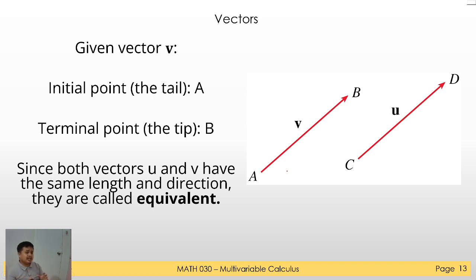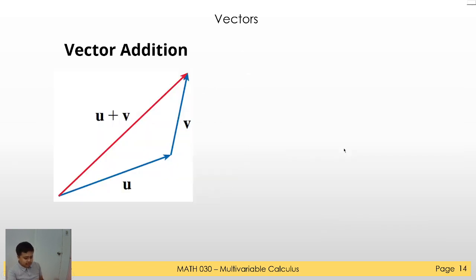Now, let's say we have two vectors u and v. If they have the same length or magnitude, and also the same direction, they are called equivalent vectors. Another thing to take note of: if a vector has no magnitude or no length, then it is called a zero vector.